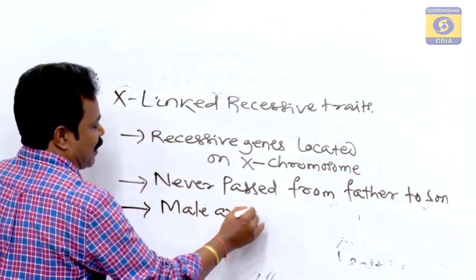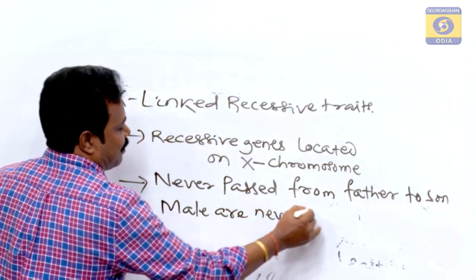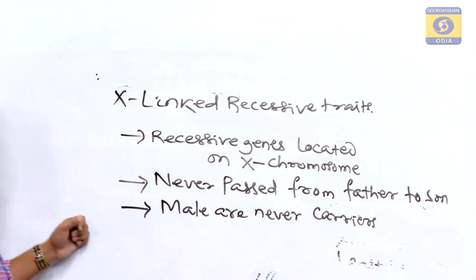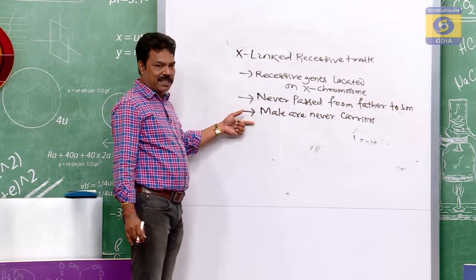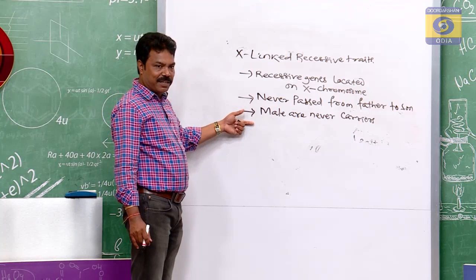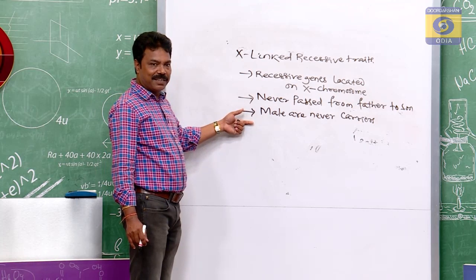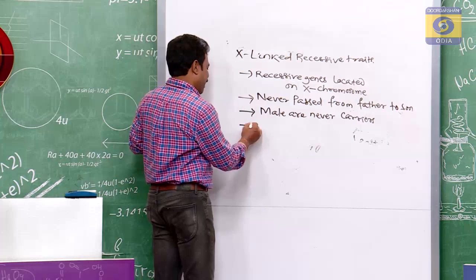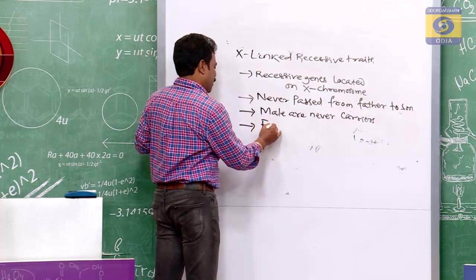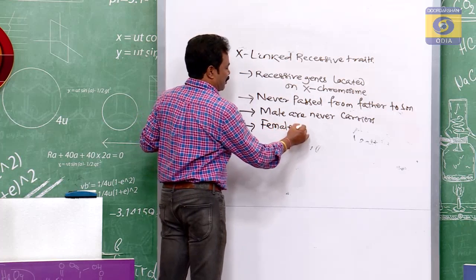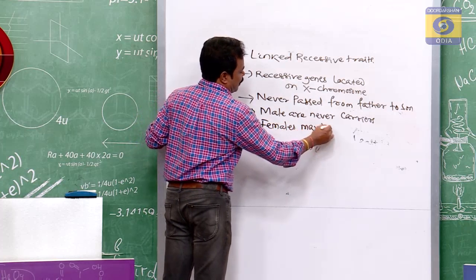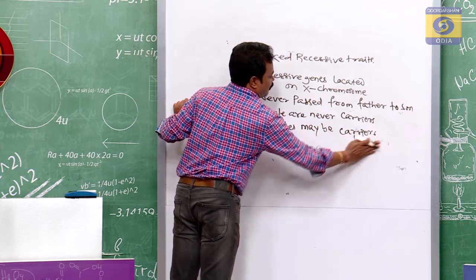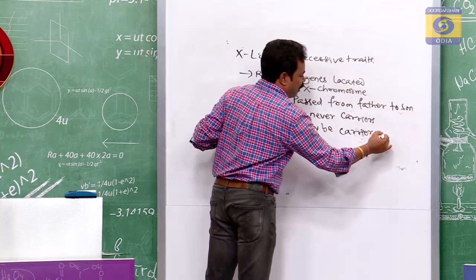Males are never carriers. If that mutated gene is present, then the male is affected. If the mutated gene is absent, then the male is normal. The females may be carriers, or may be affected.